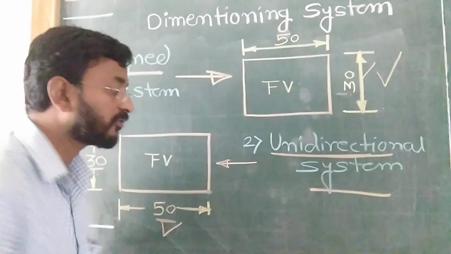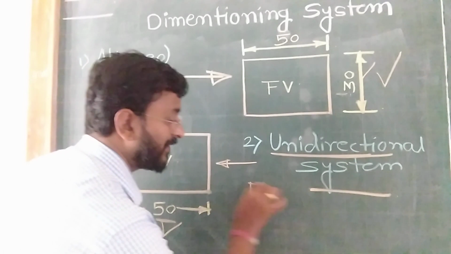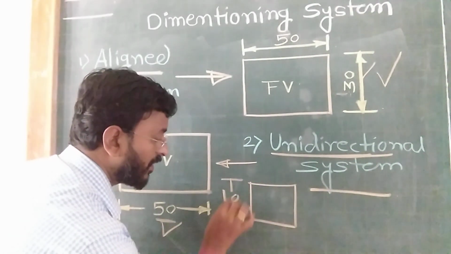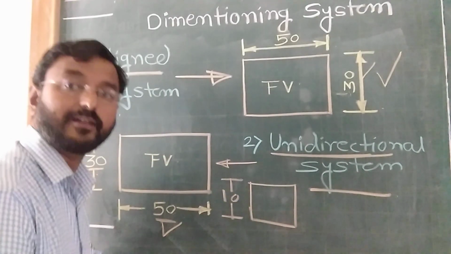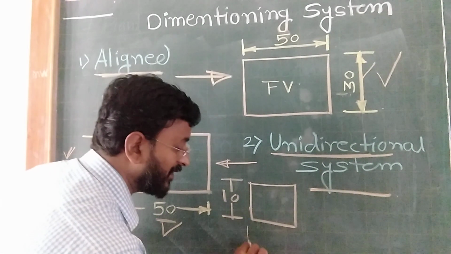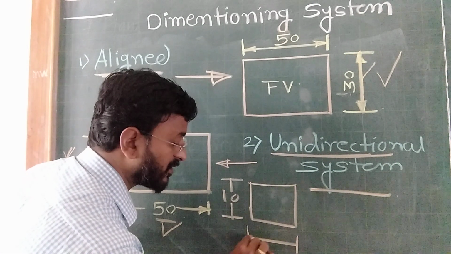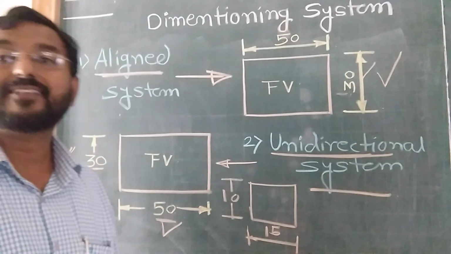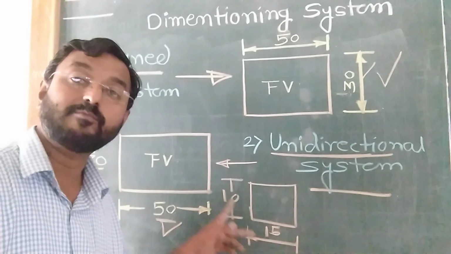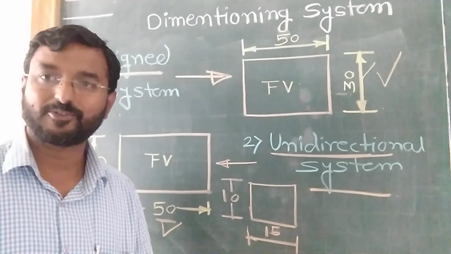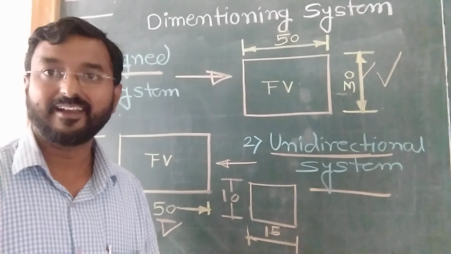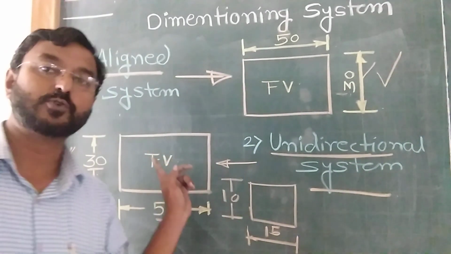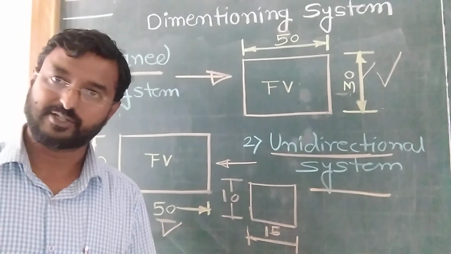Many times students make a mistake while giving the dimensions. They give the vertical dimensions like this, following the unidirectional system. But while giving the horizontal dimensions, they give them like this. It means they are combining both these systems. So it is absolutely wrong. Either you should follow the aligned system, or you should follow the unidirectional system.